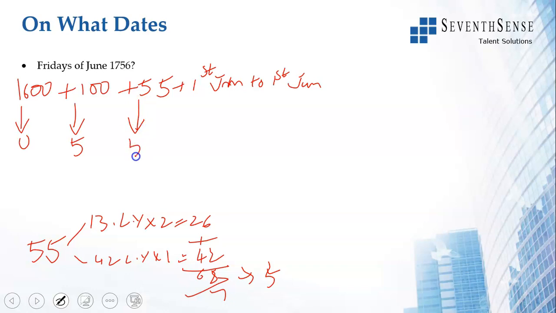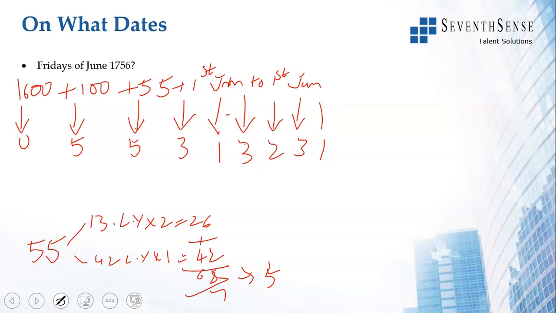So I add 5 here. Jan has 3 odd days, Feb has 1 odd day because it is leap, March has 3, April has 2, May has 3, June has 1. When I add all of this, 10, 13, 14, 17, 20, and then 3. There is a 1 here as well. So 23 by 7, I get 2 as the remainder. 2 as the remainder means 1st June is Tuesday.